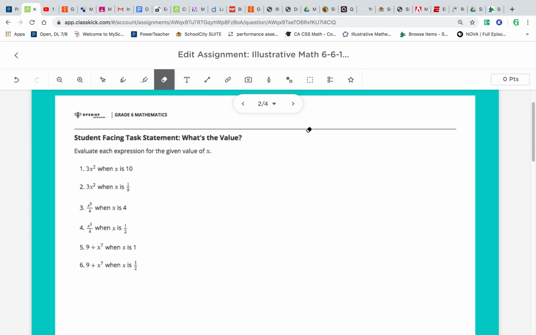So number 6 has the same expression. It's 9 plus x to the power of 7, but this time x is 1/2. Okay, let's see here. 9 plus 1/2 to the power of 7. Now here, maybe you could have caught on a little bit. We know that when we work this out, the numerator is going to be 1, right? Because it's 1 times 1, and there's going to be 7 of them, but it's still going to be 1, like we were saying before.